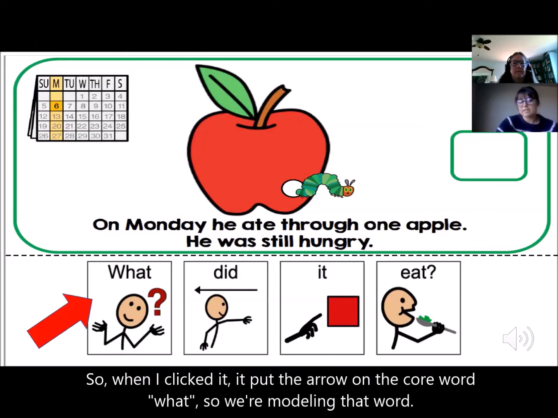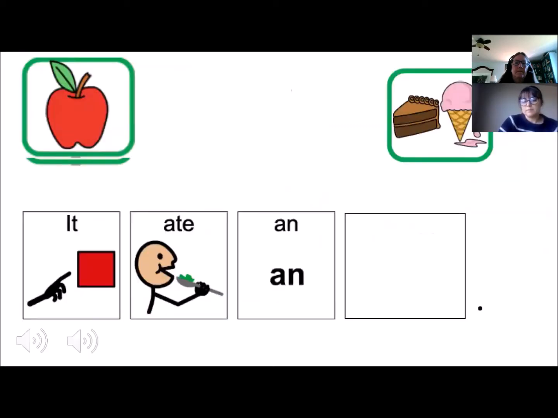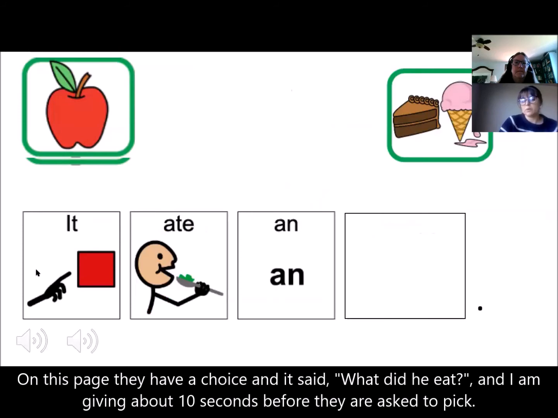So when I clicked it, it put the arrow on the core word "what," so we're modeling that word, and you can also model it on the device and the core board. And then I'm giving wait time for my students. On this page, they have a choice, and it said, "What did he eat?" And I'm giving about 10 seconds before they are asked to click.